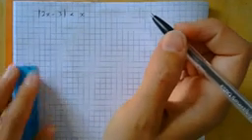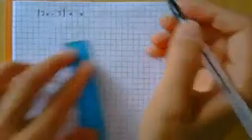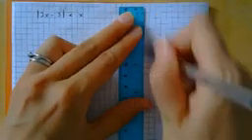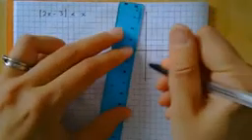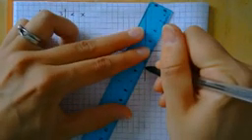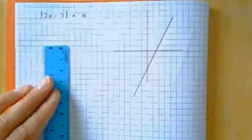So, first thing I need to do, I need to draw my graph of 2x minus 3 so that I can draw my graph of modulus of 2x minus 3. So somewhere, draw me a 2x minus 3 graph. 2x minus 3.